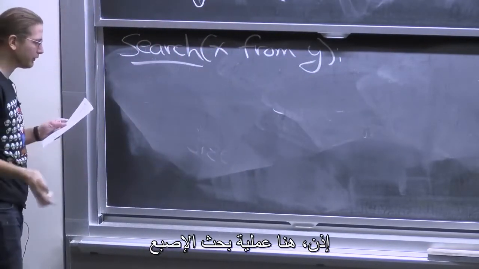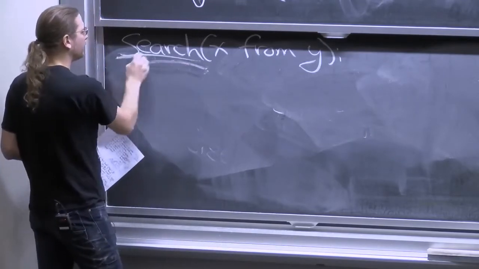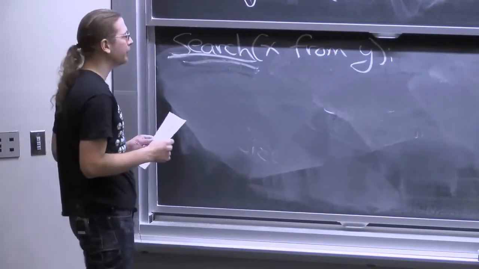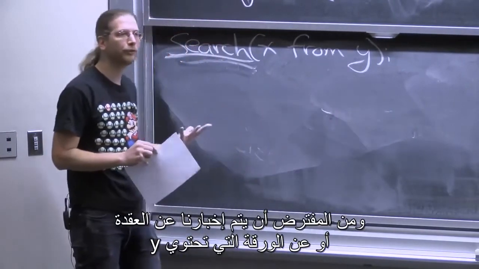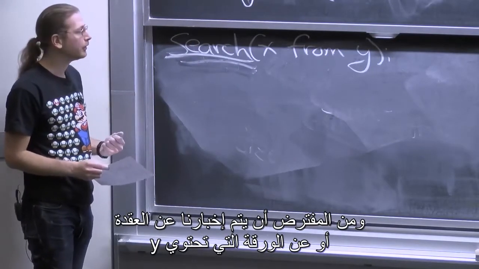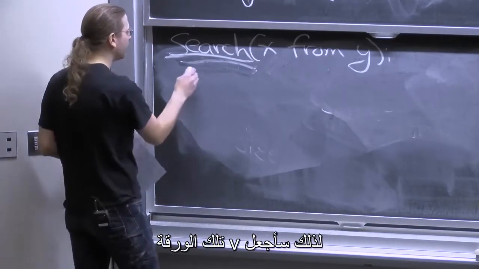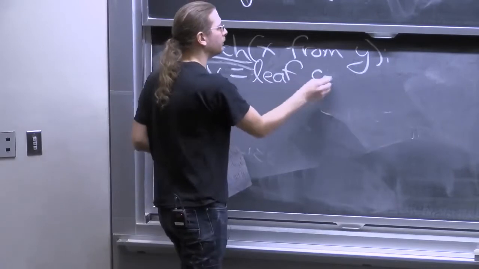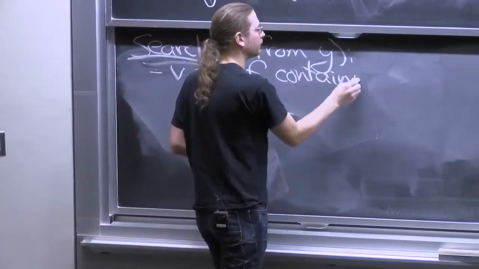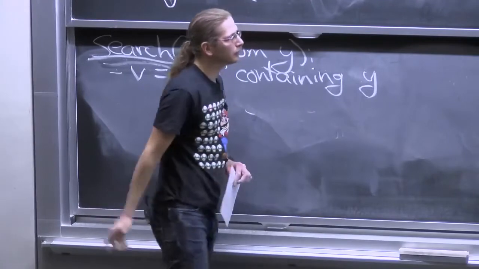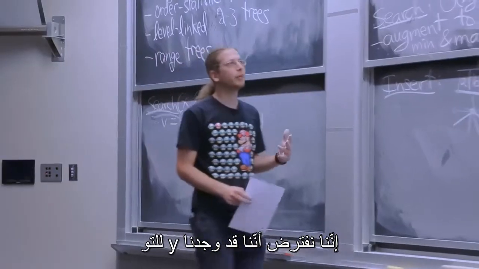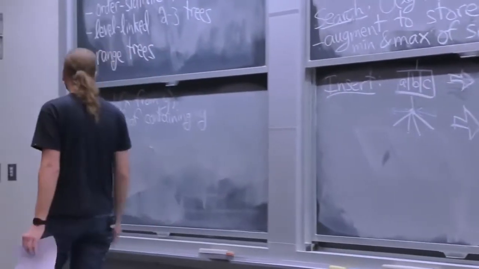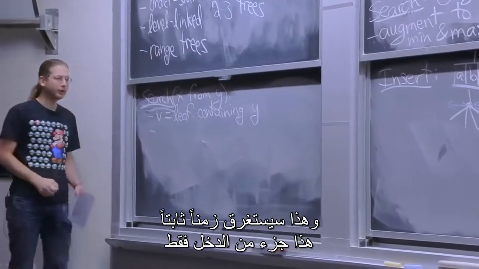So here's a finger search operation. First thing I want to do is identify a node that I'm working with. I want to start from y's node. And so we're supposing that we're told the node, a leaf, that contains y. So I'm going to let v be that leaf. Because we're supposing we've already found y. And now all the data is in the leaves. So give me the leaf that contains y.